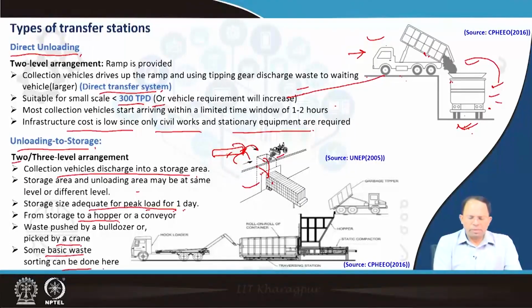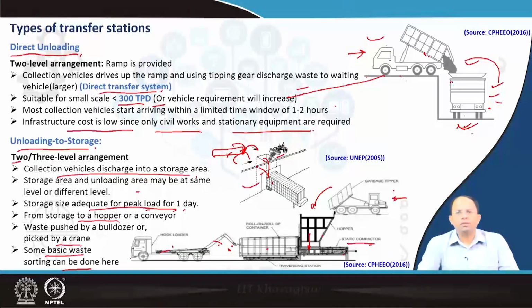Some basic waste sorting could be done in this particular collection system. As you can see over here, the garbage tipper has come. It puts the garbage into this particular hopper. The hopper is stopped, and then this is a static compactor where the garbage is compacted first. The hopper allows the waste to go down, it compacts it and then loads it into this particular container, which is eventually taken up by this hook loader. Using the hook loader, we load it into this particular truck, and then the truck carries on to the landfill site, right? So this is the basic system.